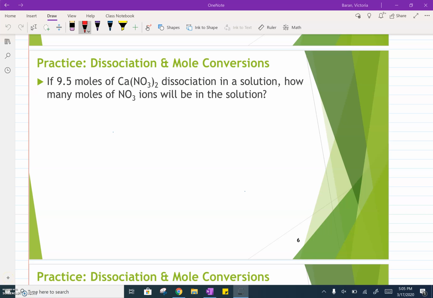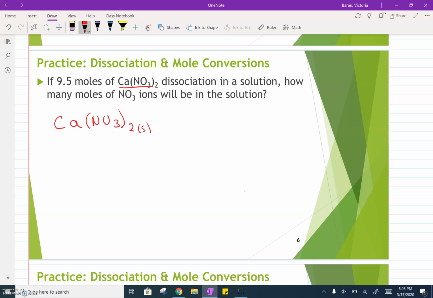Hello there, we are going to continue where we left off from the last video with dissociation. In the previous video, you were writing the equations for dissociation, which we will still do here, but with one more step. So the first thing we're going to do is write the dissociation of this compound, which is calcium nitrate. So we are going to start with that first, okay?